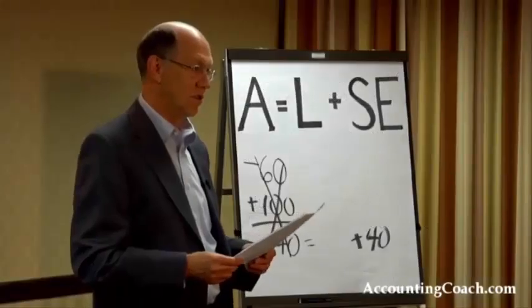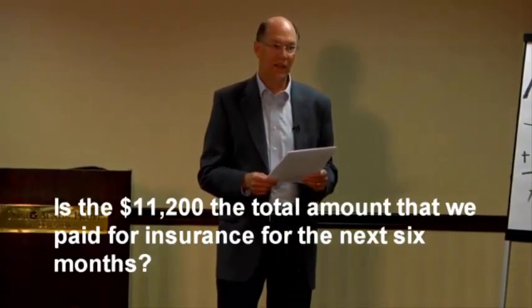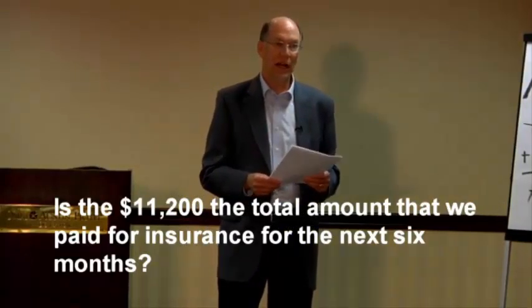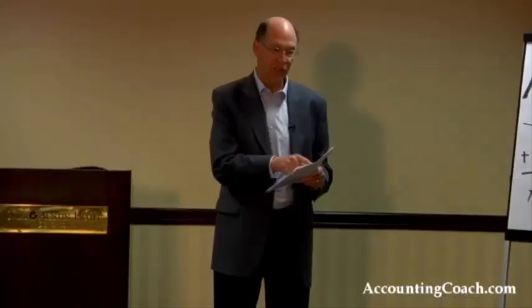Okay, let me make sure I understand. Sure. This prepaid expense right here is the whole total insurance amount for 6 months, using that as your example? Well, yeah. So the question is, is the $11,200 the total amount that we paid for insurance for the next 6 months? And the odds are it's not, because every month, of course, this is going to go down by 1/6, and there might be some old policies in here, and there might be old policy premiums that we paid at a different time. So they might not all be coordinated.